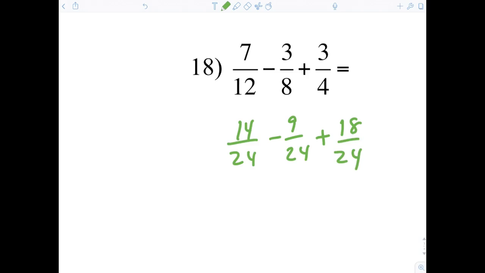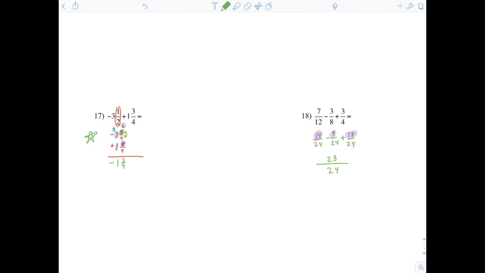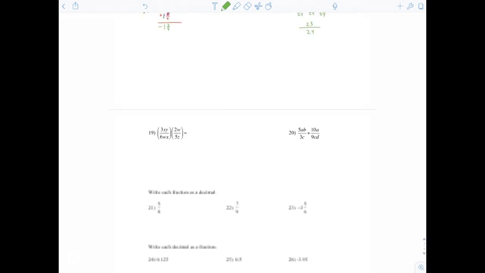No problems at all. So my final answer has a 24 in the denominator. Now I need 14 minus 9, which is 5. And then 5 plus 18 is 23. That was simple. Now, I'm trying to tell you there's nothing I can do if you're not going to help yourself here. Adding, subtracting, multiplying, dividing fractions. Any problems? You guys should have that down pretty good.